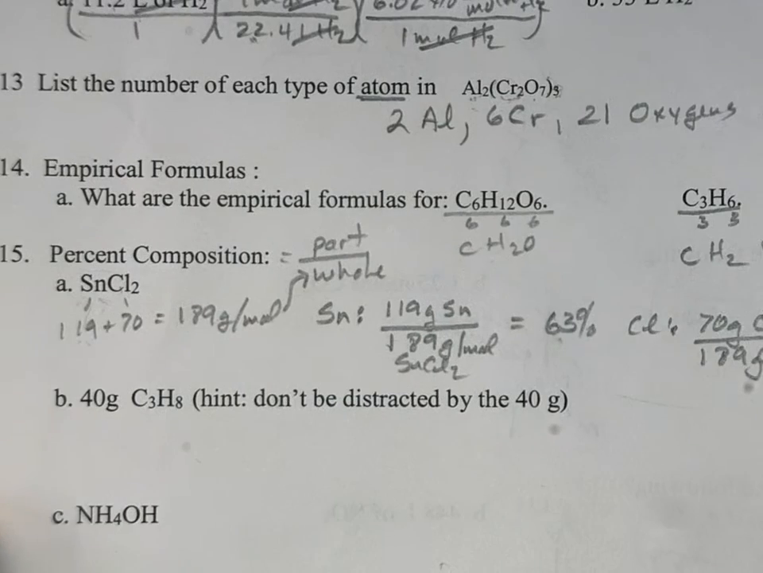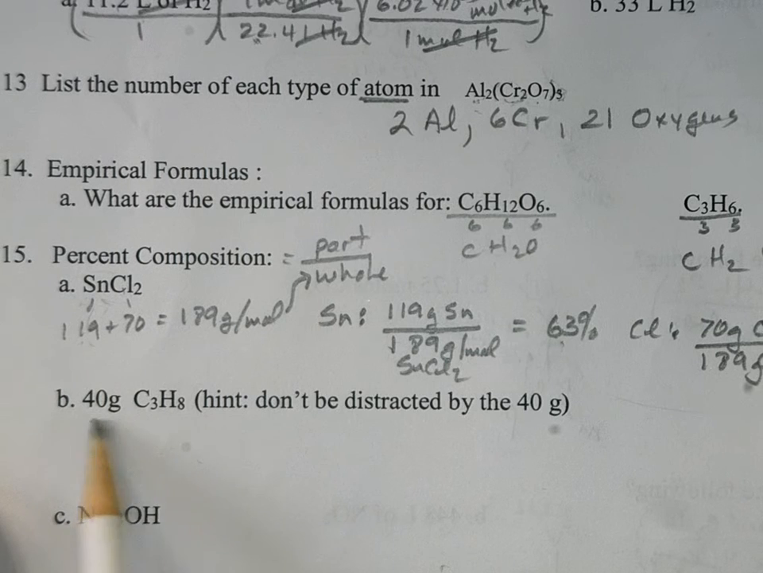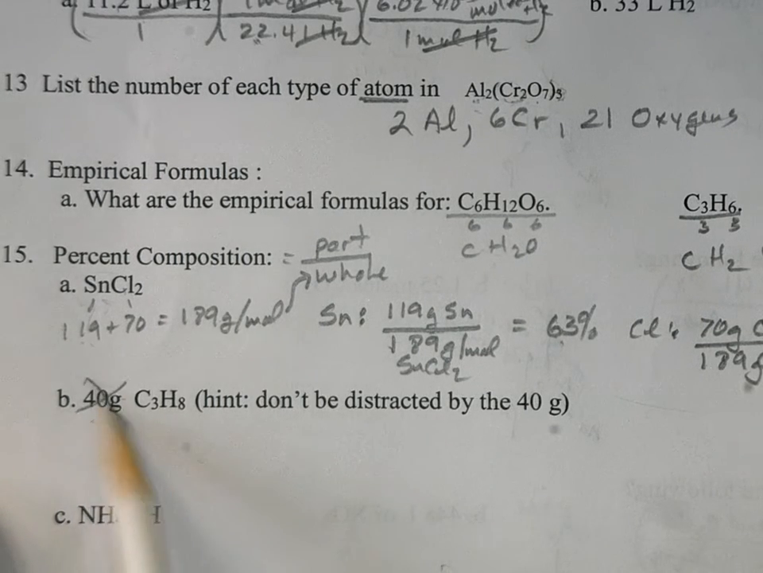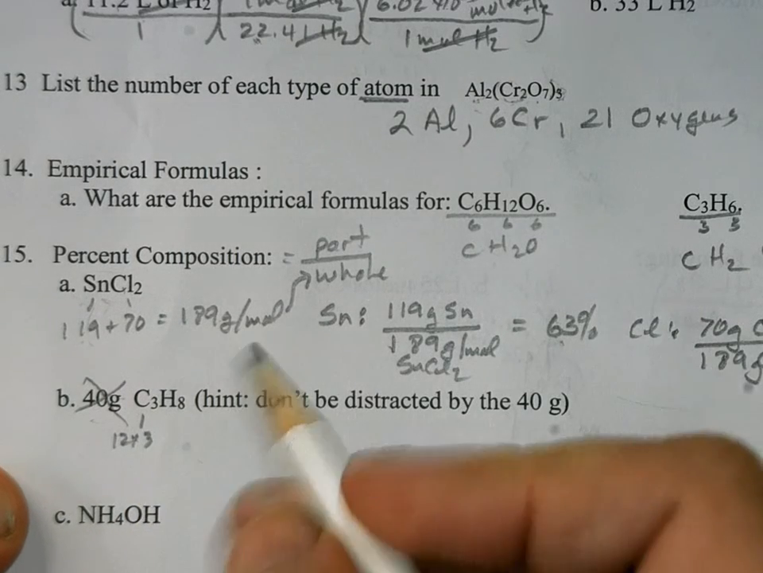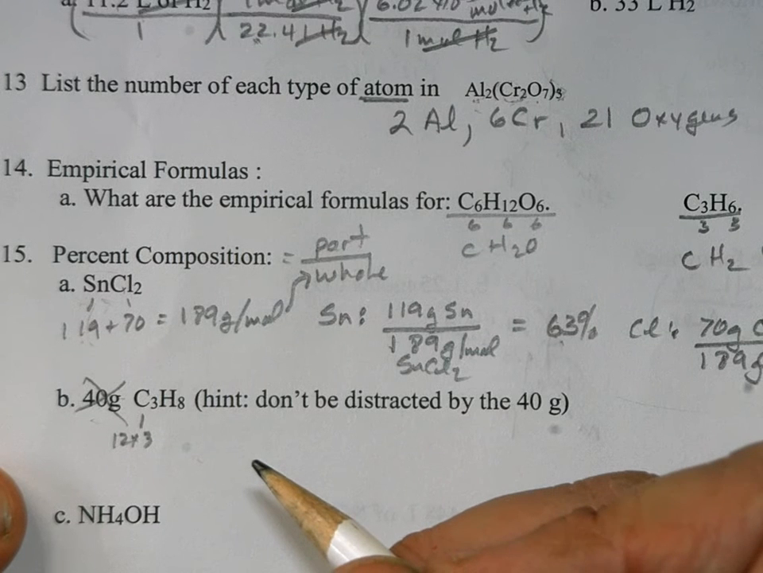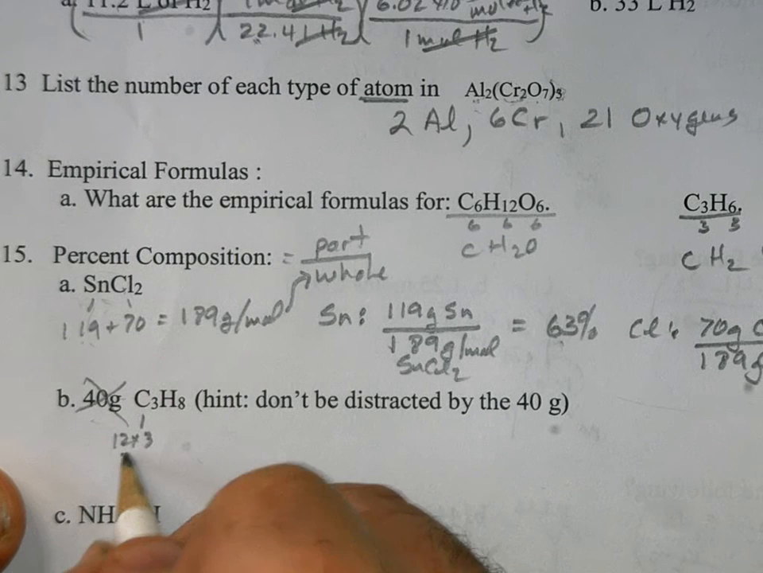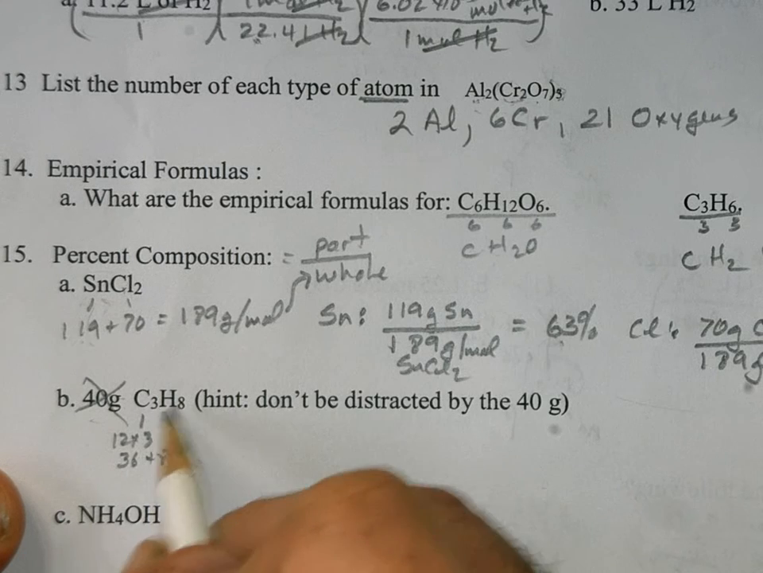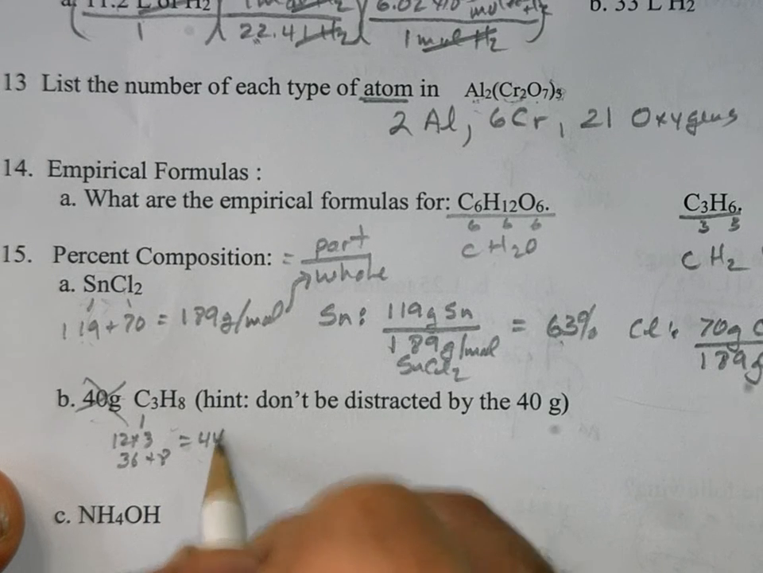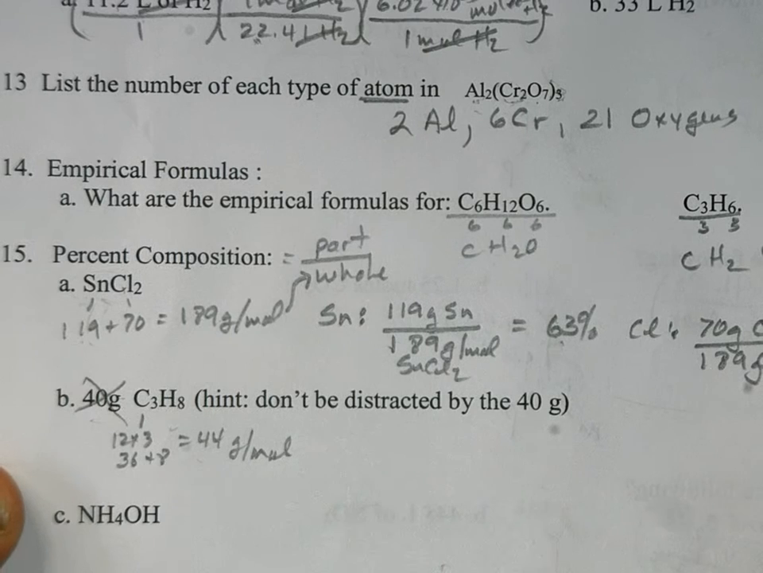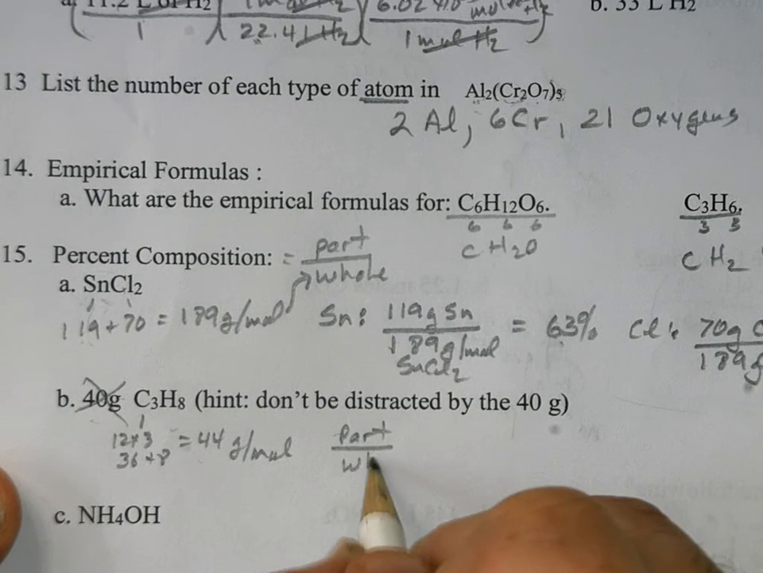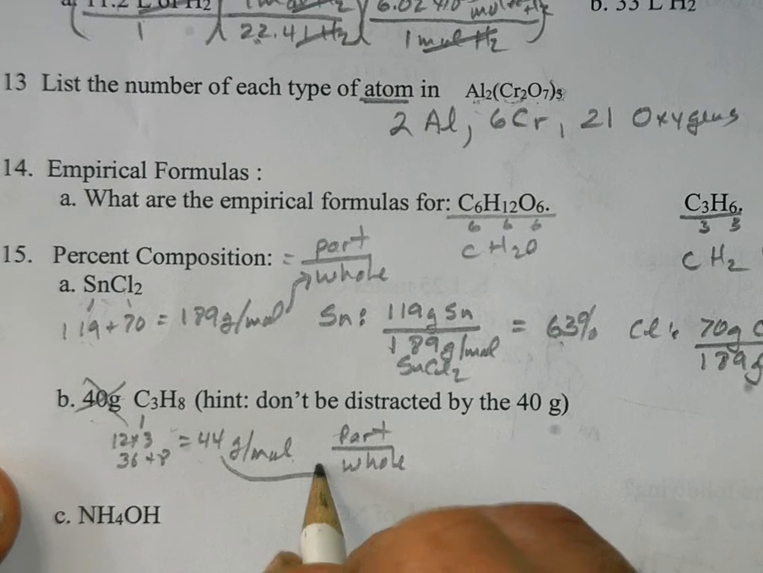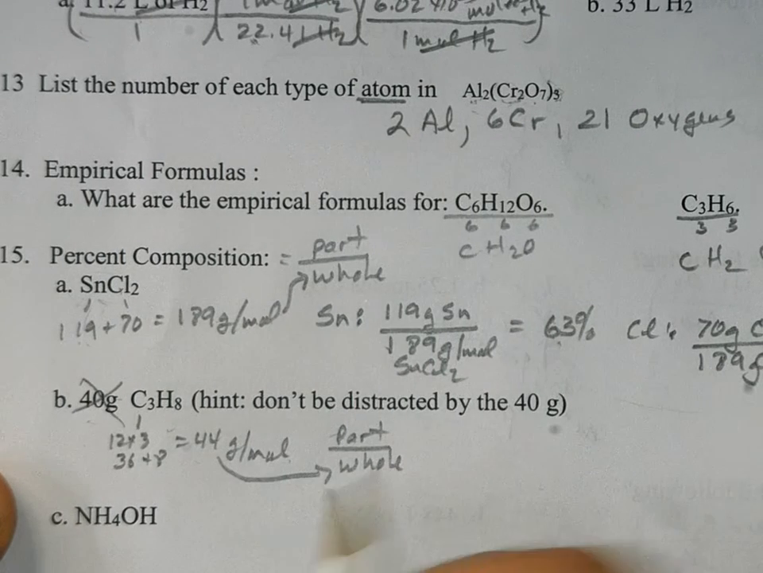So for part B, okay, 40 grams. We're just looking for percent composition, so don't worry about the 40 grams. We can just ignore that. 12 times 3 is going to be 36 plus 8. So the molar mass for this compound is going to equal 44 grams per mole. So we've got the part divided by the whole. So for this compound we're going to be dividing by 44 grams per mole.